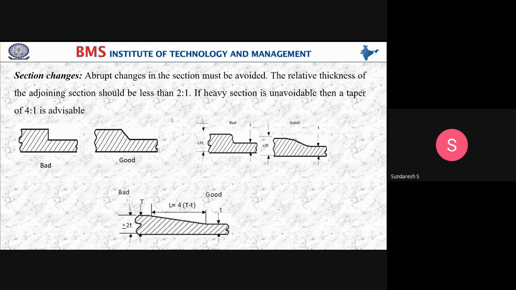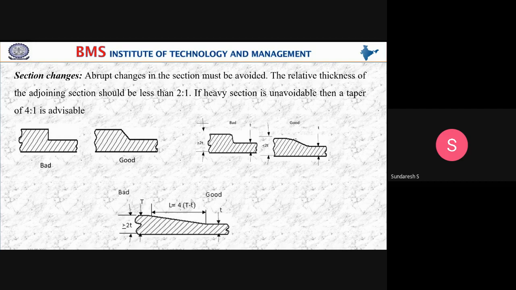So being a design engineer, you are supposed to know how we can avoid these abrupt changes in the sections, because that will lead to stress concentration, and ultimately the component or part may fail because of it. So in the case of components which have changes in their section, the relative thickness of the adjoining section should be less than 2:1. So if this is 2, the next should be less than 1. If the heavy section is unavoidable, then a taper of 4:1 is advisable.